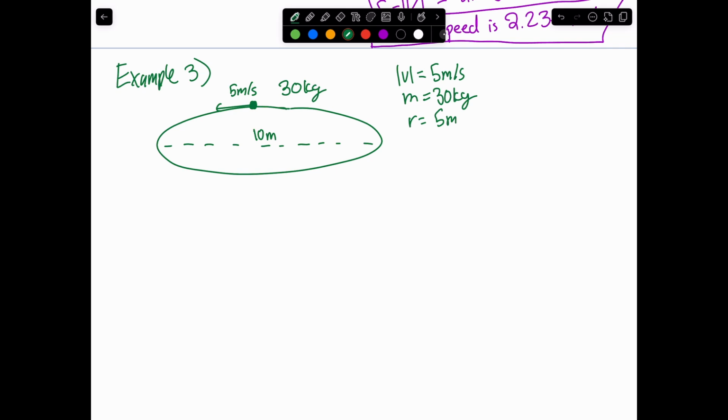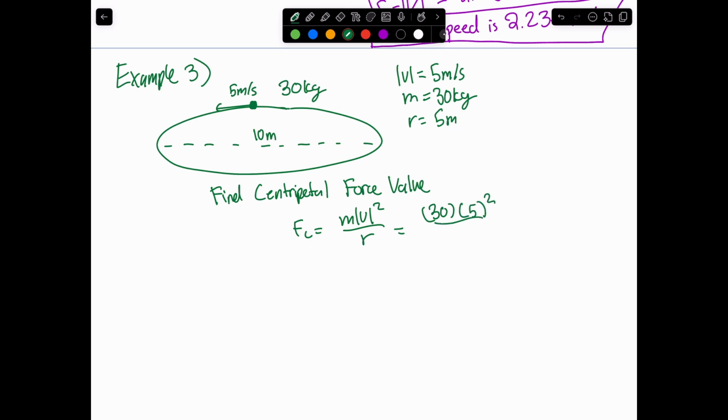Now, the question I'm asking is, find the centripetal force value. Well, the centripetal force is equal to m speed squared over r, and we have all those, so we can just plug in our numbers. Of 30, do 5 squared, and then a radius of 5, and that gives us 150 newtons as our centripetal force value.